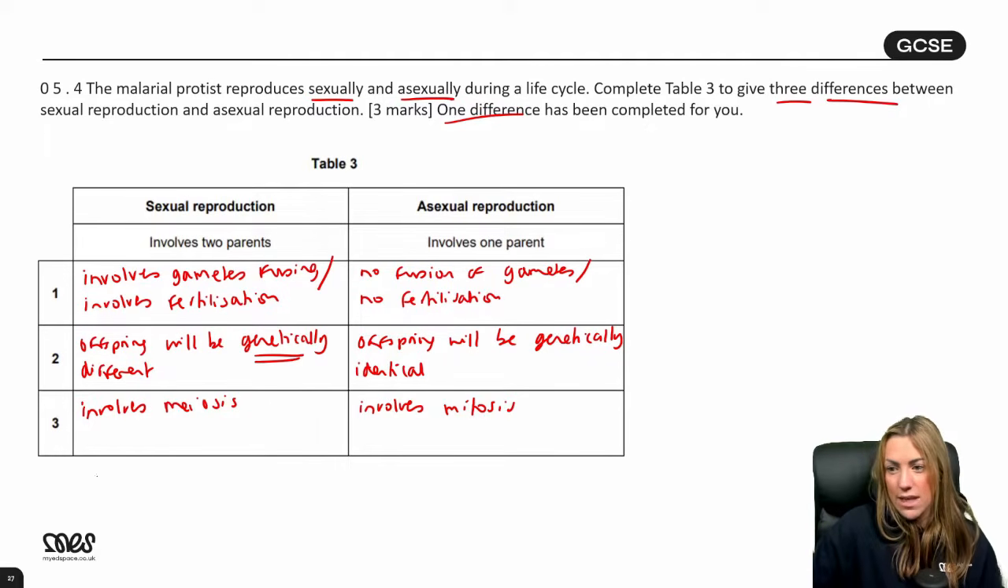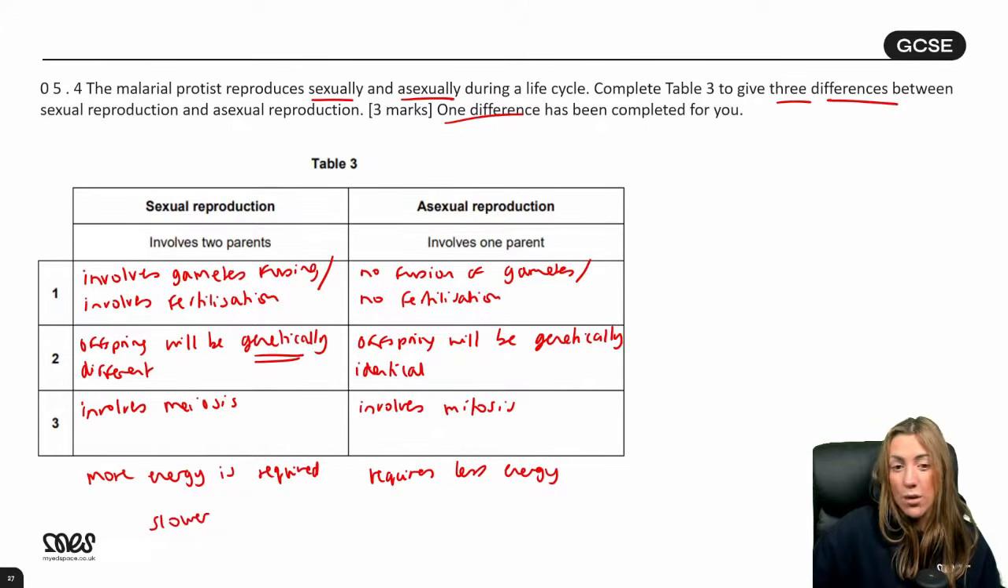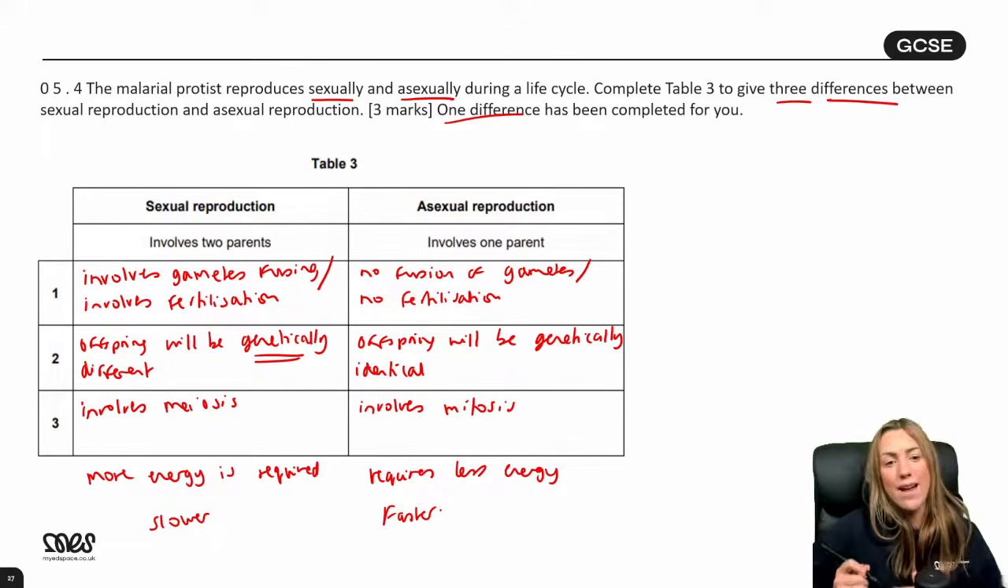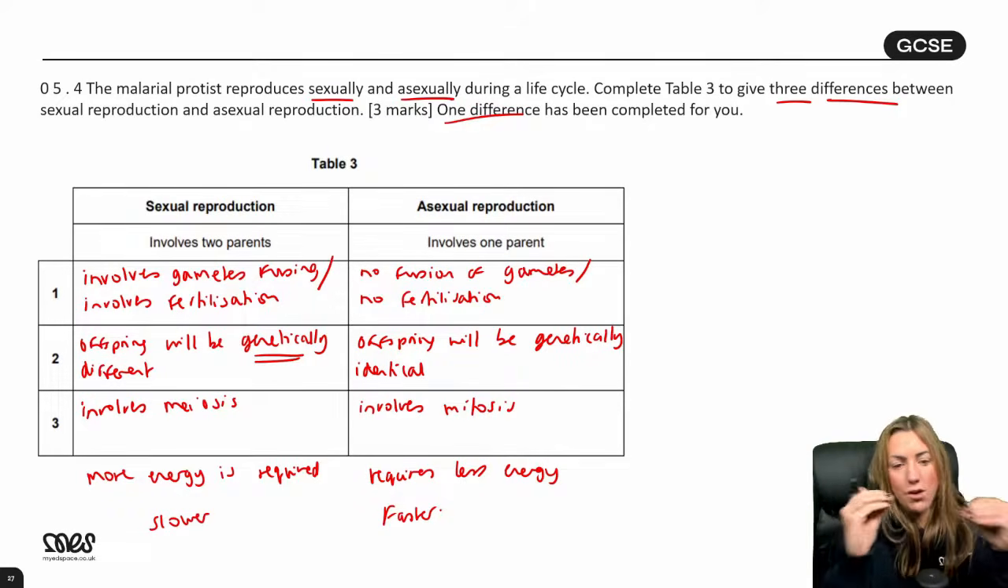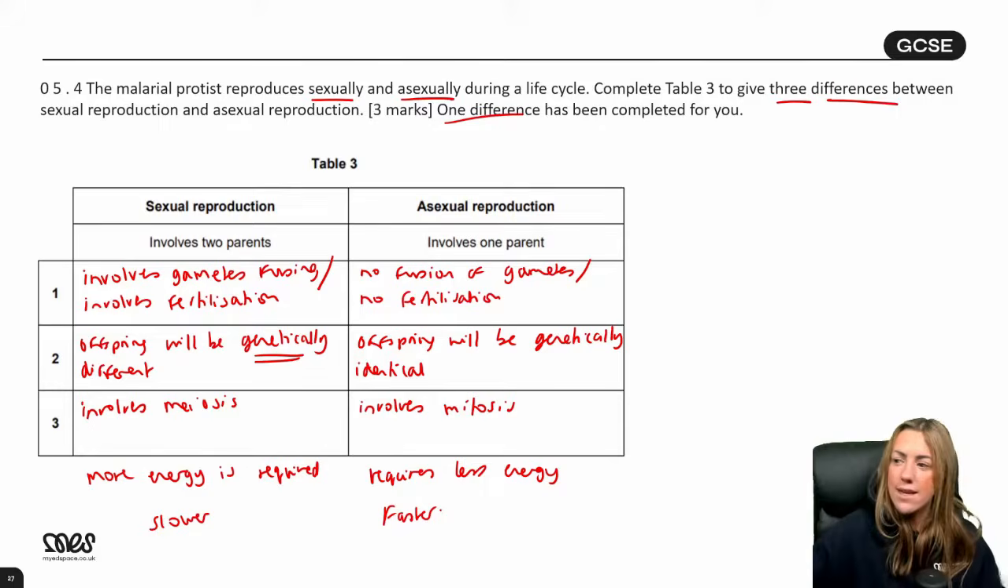There are other answers we could give, like for sexual reproduction, more energy is required because it involves finding a mate, it involves fertilization. Sexual reproduction requires more energy. Asexual reproduction requires less energy. And the final one, sexual reproduction is slower, it takes more time. Asexual reproduction is faster. So there are 5 answers. You must make sure they're comparative. So your boxes must line up with comparisons or differences in this case. Yeah, and you needed 3 of them to get 3 marks.